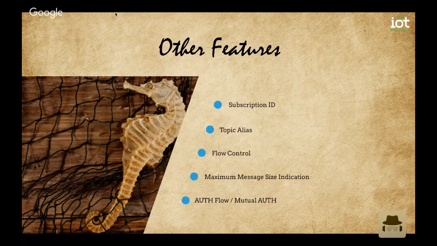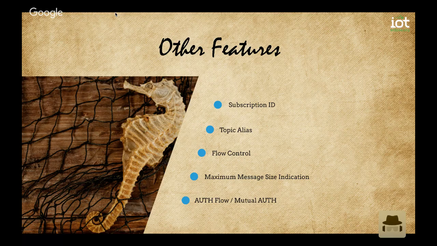Okay, there are so many features here. We cannot cover them all, but let me give an overview. We have now topic aliases. So clients can choose to shrink topics if they have a very long topic, which they repeatedly publish to. And then they save a lot of bandwidth because they can just use an alias. We have flow control, so some kind of back pressure handling. So a client can decide how many messages it can actually receive before it says to the broker, hey, please stop, I cannot receive any more.